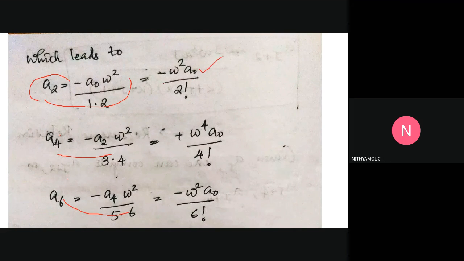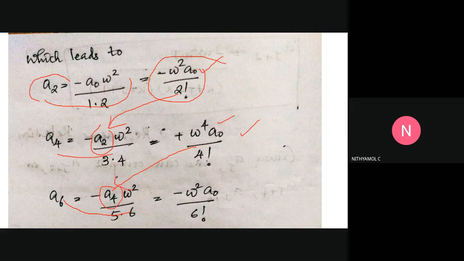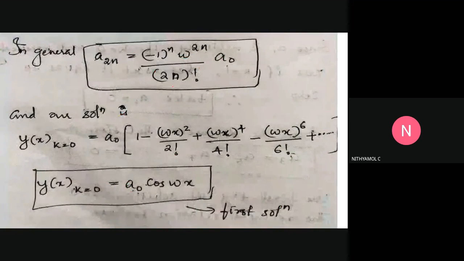So this is a0, minus omega square a0 by 2 factorial, and this is plus omega. Here we can put the value of a2, then we will get omega square a0 by 4 factorial. And here there is an a4, so we can put the value of a4 here. Then we can find the value of a6, that is minus omega square a0 by 6 factorial. So in general, the relation becomes a_{2n} is equal to minus 1 raised to n, omega^{2n} by 2n factorial, a0. And our solution, what is our solution?